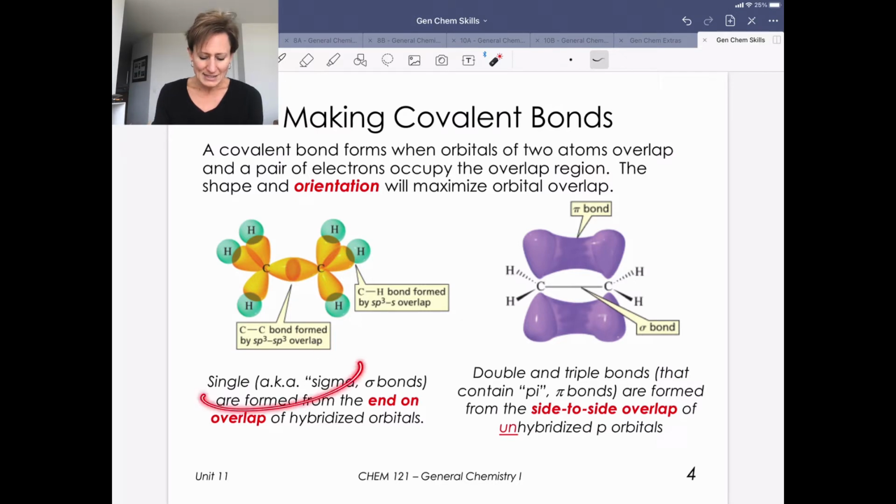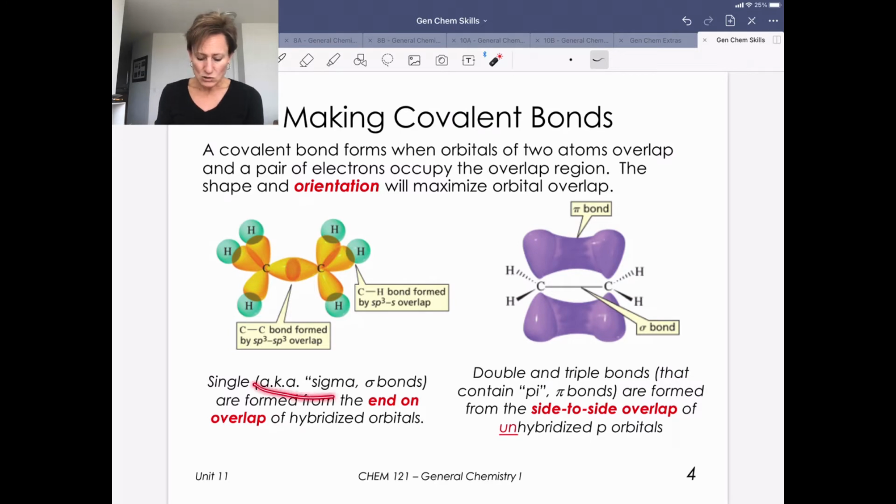One is called a sigma bond, which is akin to a single bond, and then there's going to be a pi bond. So let's introduce this first here. Again, when we're forming a covalent bond, we're going to have two atoms overlap their orbitals, share a pair of electrons in that overlap region. And so if we want to make the strongest bond, the shape and the orientation of those orbitals is going to matter. Okay?